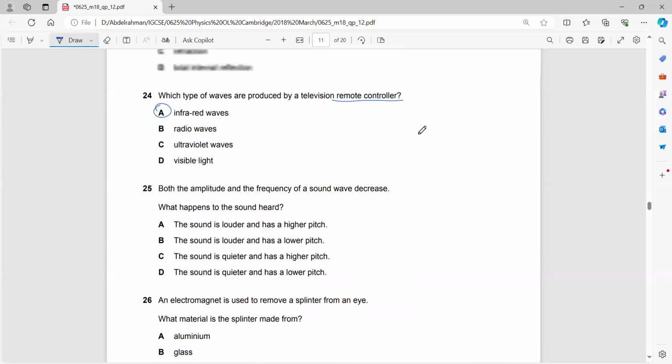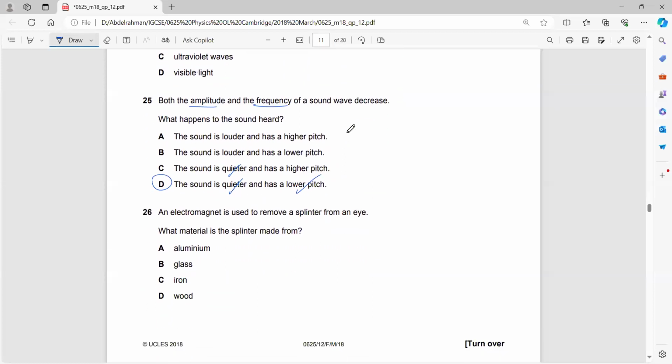Both the amplitude and the frequency of a sound wave decrease. When you decrease the amplitude, what happens? And when you decrease the frequency, what happens? When you decrease the amplitude, the sound is quieter. When you decrease the frequency, the pitch is lower. Yes, it is D.